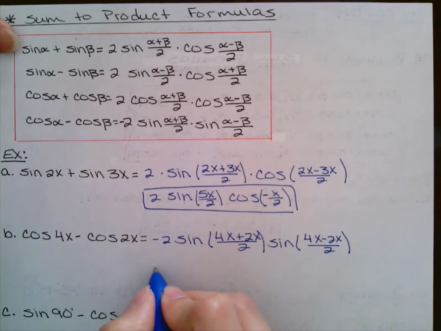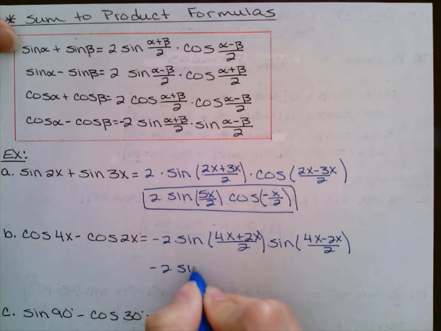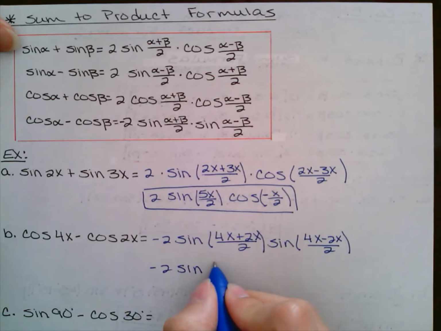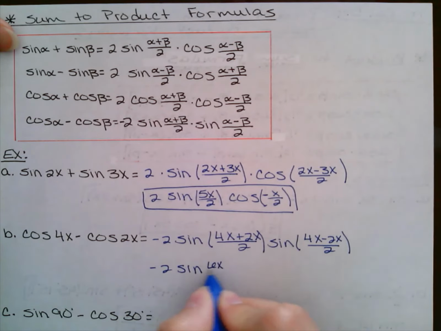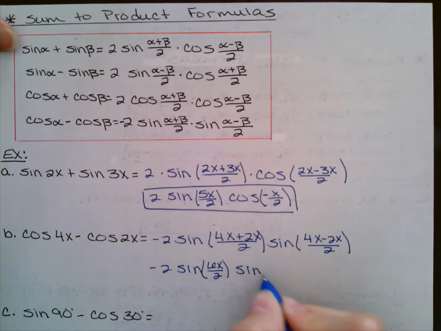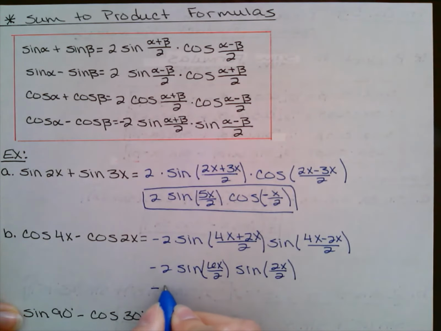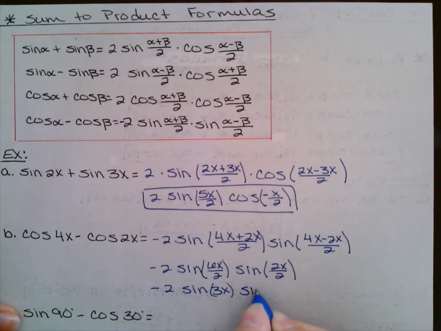And again, I'm just going to clean it. We have 6x over 2. I'll write it and then we'll reduce it. And then here we have 2x over 2, which we can clean this up one more time. And we're done.